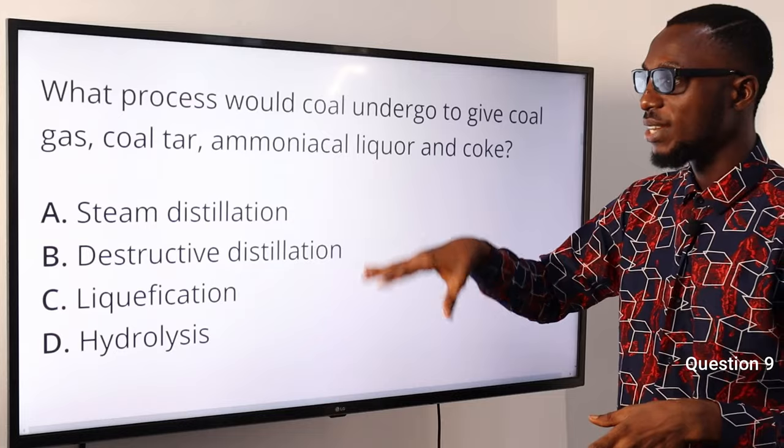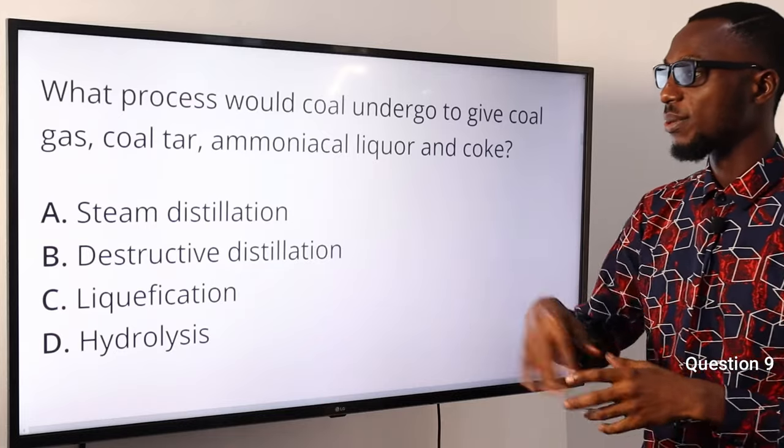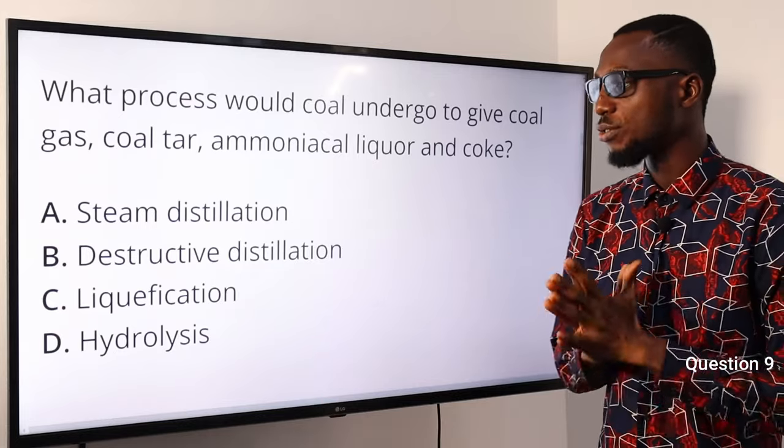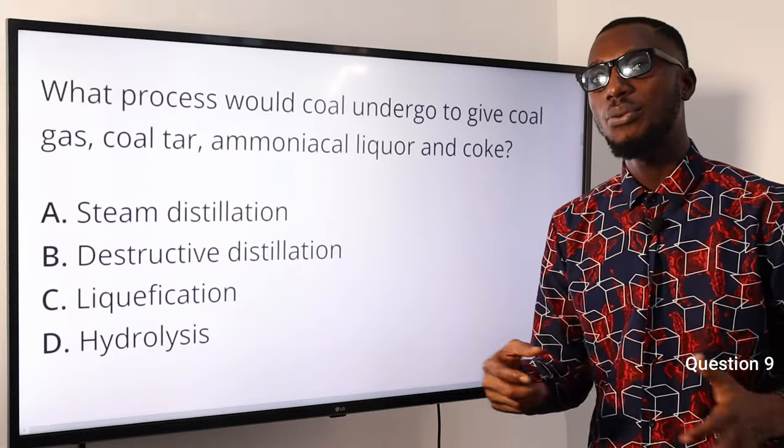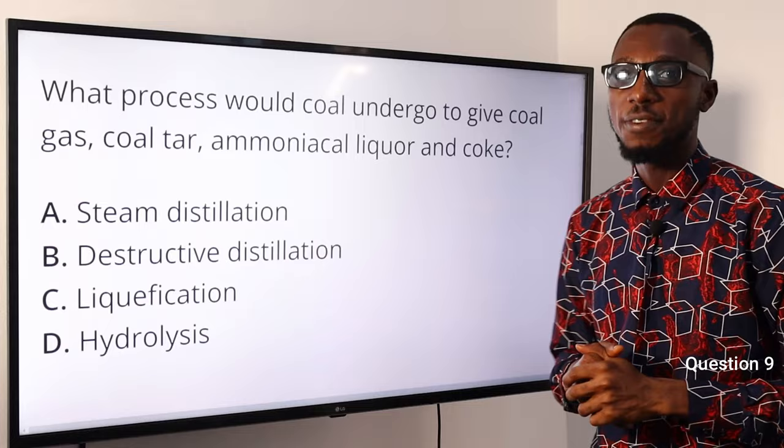Then we have steam distillation. That is not correct for this. So the correct option here is option B. Destructive distillation of coal gives you coal gas, coal tar, ammoniacal liquor, and coke. So option B is very correct.